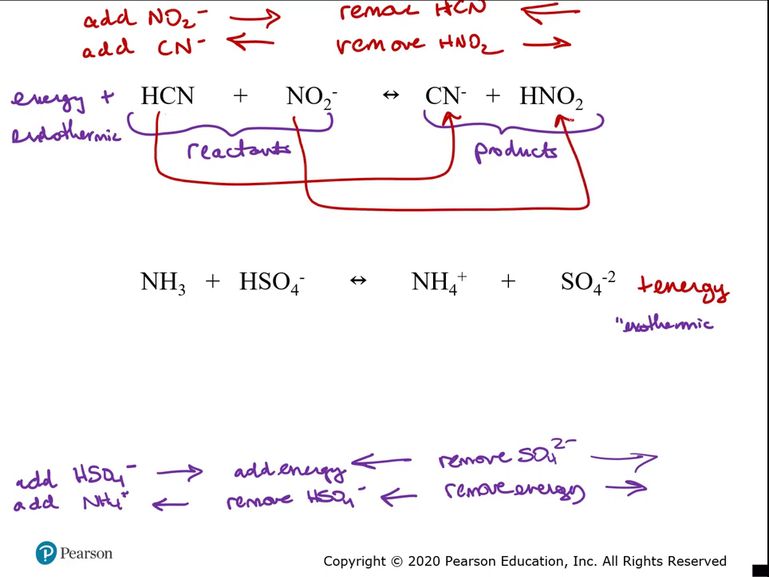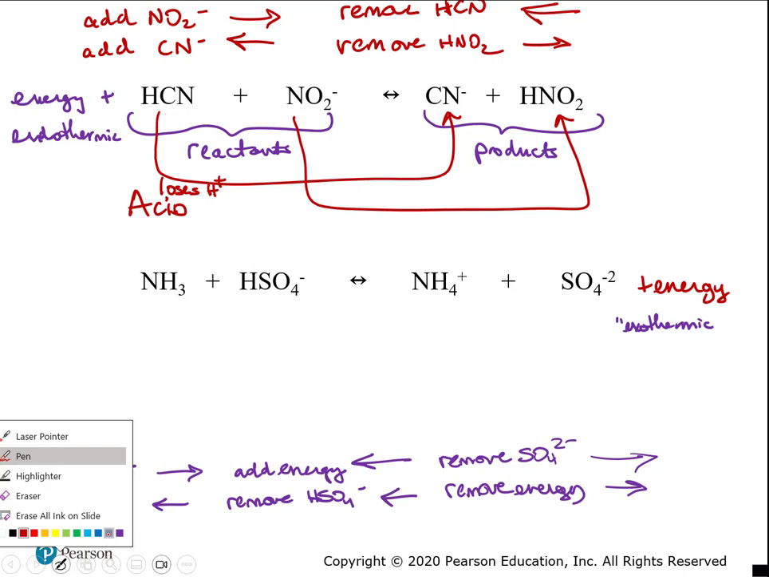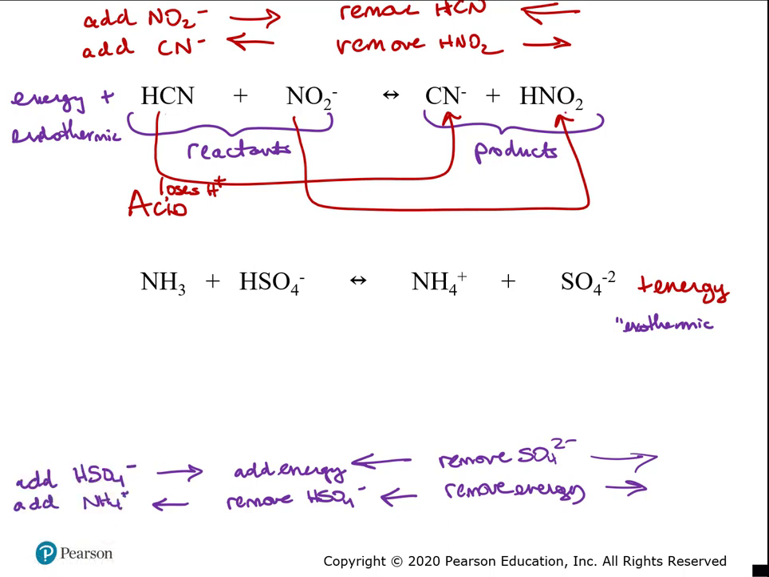Okay. So now what happens to HCN? In this reaction, HCN becomes CN minus. So what happens? It loses its hydrogen. So if it loses its hydrogen, it's a what? Acid. What happens to NO2 minus? It gains. So it becomes HNO2. So it gains a hydrogen. And that means it's a base.